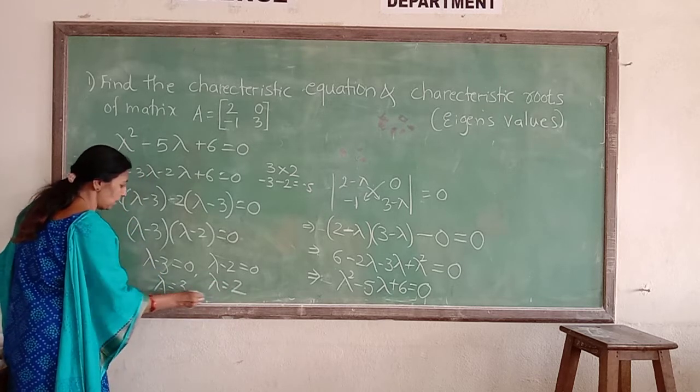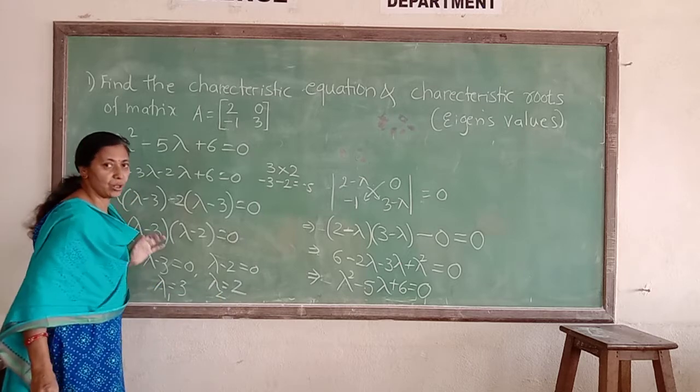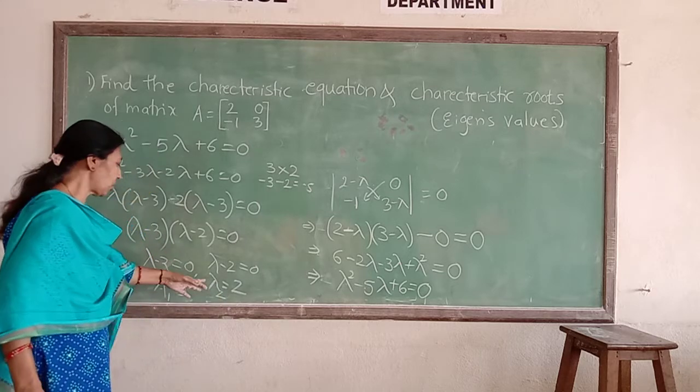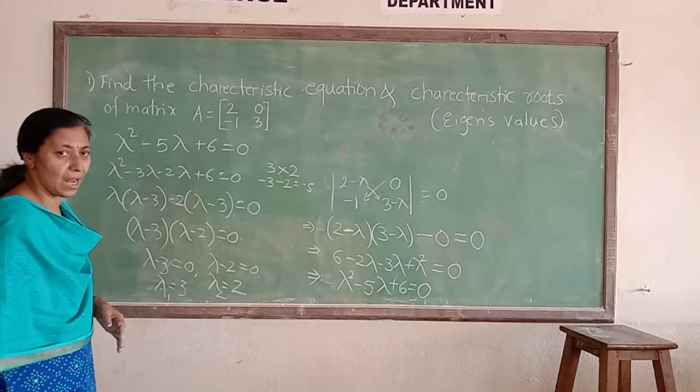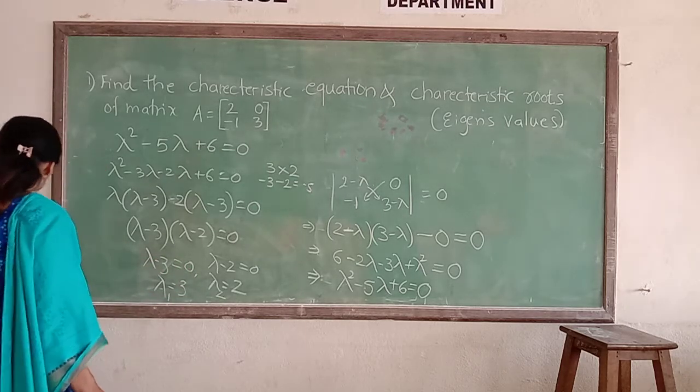So these are lambda 1, lambda 2 you can say. Two values of lambda we are getting. So these are the roots or eigenvalues, as we also call them. Eigenvalues are nothing but the lambda values. Okay.